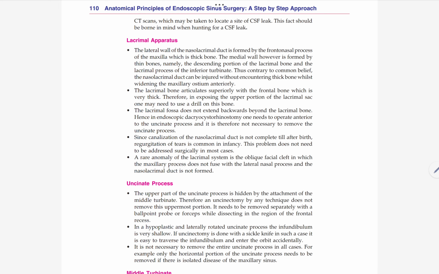remove the uncinate process. Since canalization of the nasolacrimal duct is not complete till after birth, regurgitation of tears is common in infancy. This problem does not need to be addressed surgically in most cases. A rare anomaly of the lacrimal system is the oblique facial cleft, in which the maxillary process does not fuse with the lateral nasal process, and thus the nasolacrimal duct is not formed.